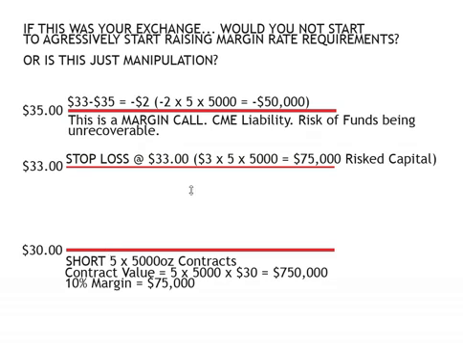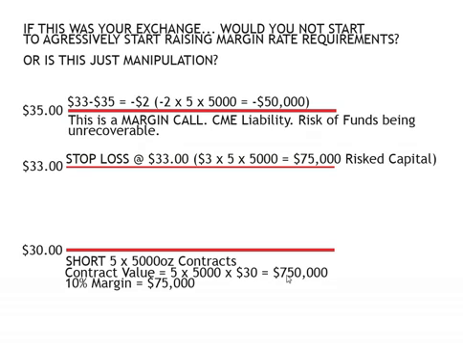Okay, this red line here, let's just assume that's the silver price over time. So at $30, let's say I go short at $30. I think the price is going to go down, and I short 5 contracts, and they're 5,000 ounce contracts. So the contract value, or what I am controlling in silver value, is 5, the number of contracts, times how many ounces at $30, which is $750,000.